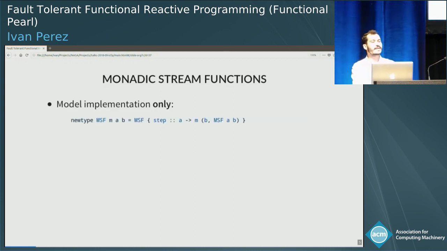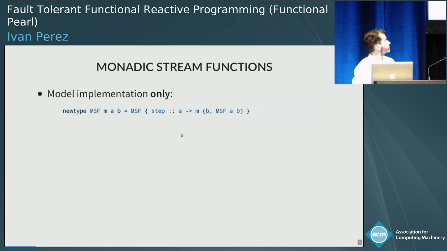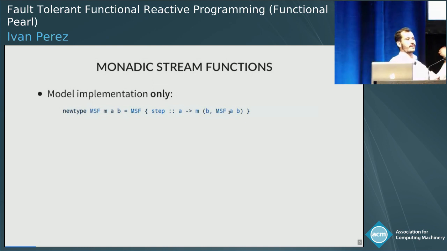And the idea is that you process one input sample of type A, and you produce, in a monadic context, an output of type B and a continuation. And you use this continuation. Oh, there's an M missing here. You use this continuation to process the next input sample and produce the next output sample in a monadic context, and so on and so forth. So you kind of unroll this stream function.